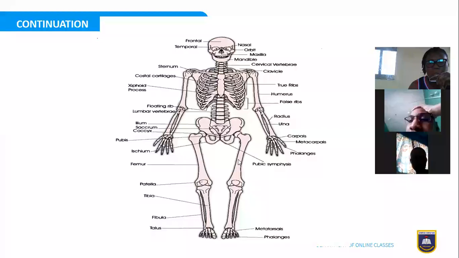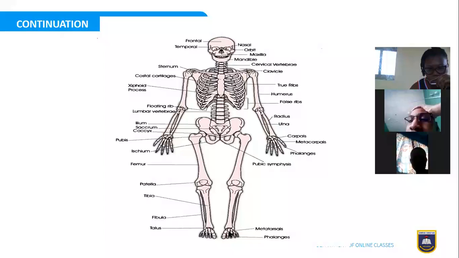Let's come to the hind limbs, your legs. Here, these are our legs. The hind limbs also consist of three portions, just like the forelimbs. We have the upper part, the middle, or the shank, and then we have the foot.